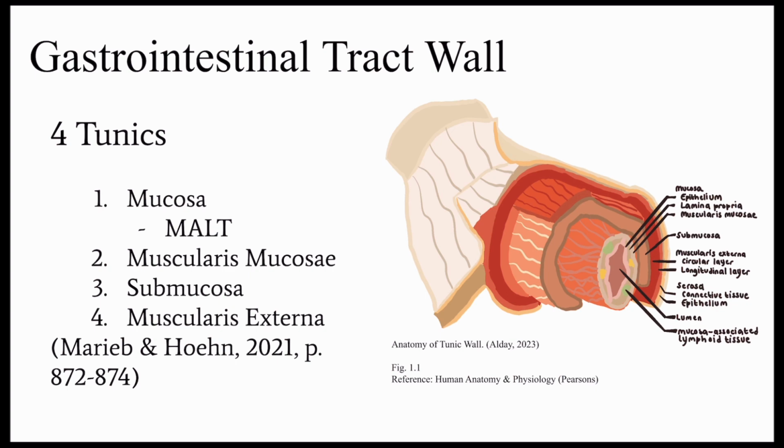The submucosa external to the mucosa contains a rich supply of blood and lymphatic vessels, enabling the stomach to recoil. The muscularis externa is responsible for segmentation and peristalsis. The outermost layer is the serosa.